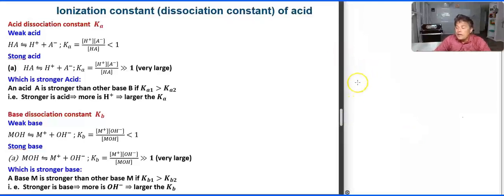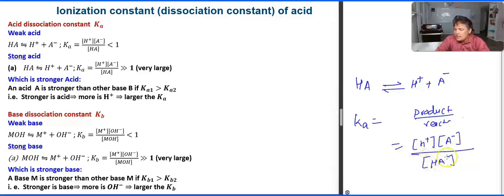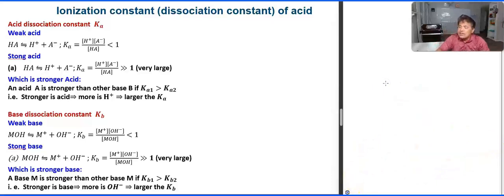So look at that. HA is the acid, right? And with the equilibrium symbol, H plus and A minus. The ionization constant Ka is equal to products divided by reactants. What is the product here? Concentration of H plus, where square brackets mean concentration, times concentration of A minus, divided by concentration of the acid, HA. This is the acid dissociation constant. If this is a strong acid, it is always greater than 1. If this is a weak acid, it is always smaller than 1. That's a very good definition, right? What is a strong acid? The acid dissociation constant is greater than 1. If the acid dissociation constant is less than 1, that is a weak acid.